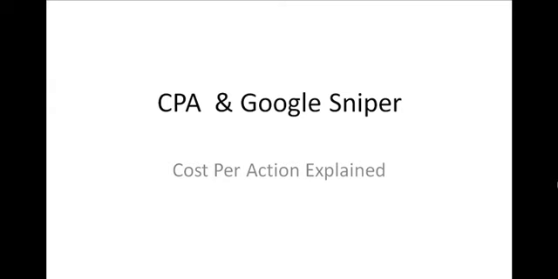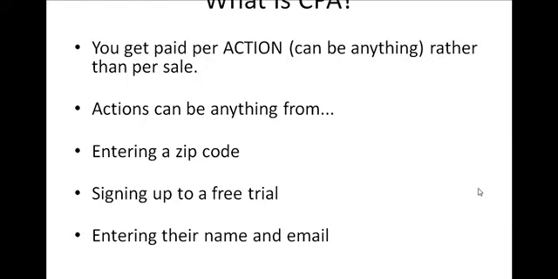So the abbreviation CPA, and the proper name is, like I said, cost per action. Okay, so what is CPA, cost per action? Well, it's pretty simple actually. All it means, in the literal sense, is you get paid per action. Now this action can be anything, rather than getting paid a percentage of a sale. So for example, actions can be anything from entering a zip code. They can be as simple as that usually.